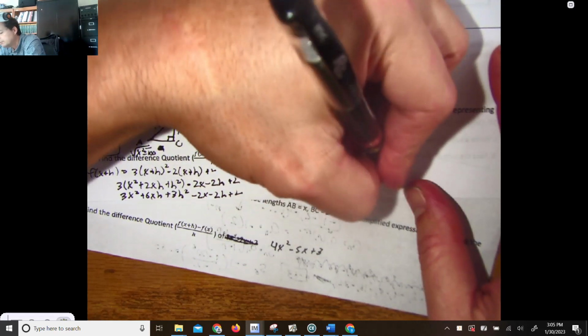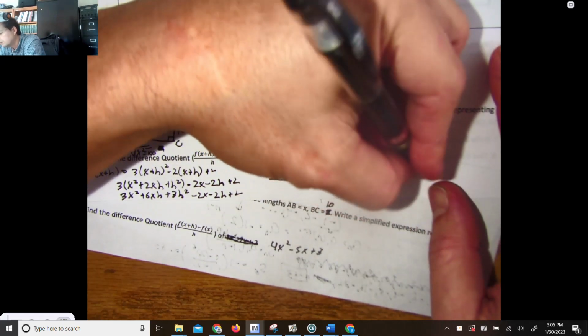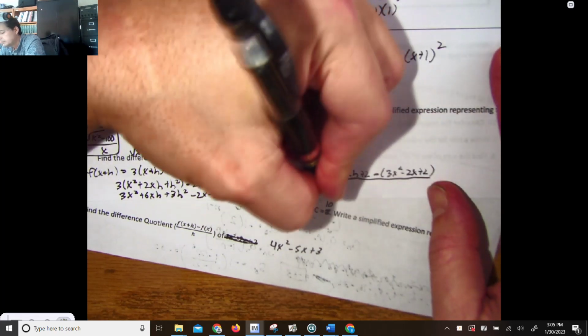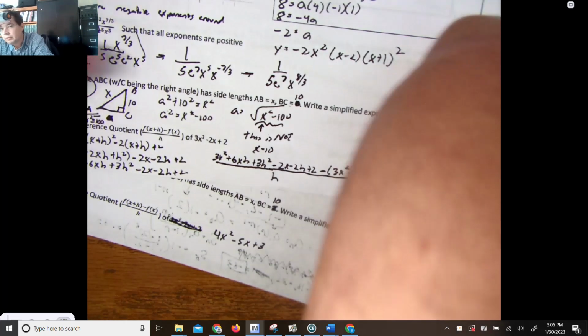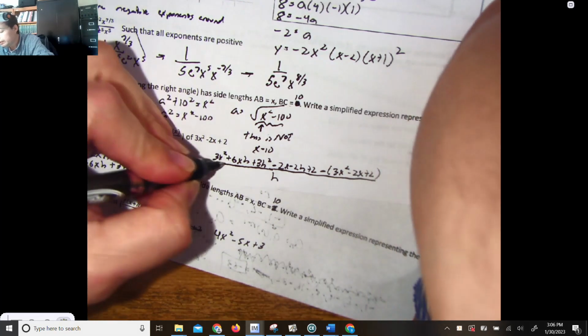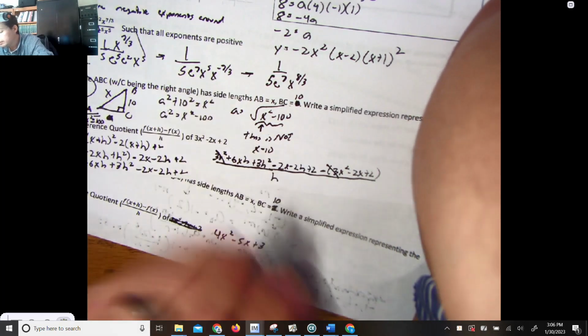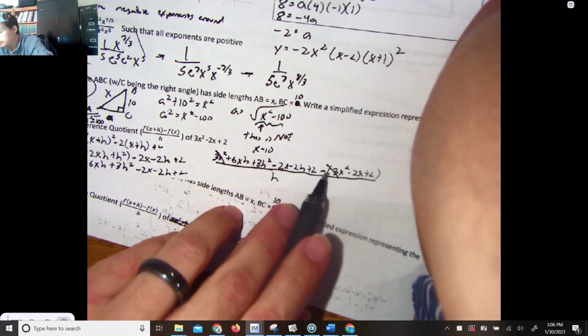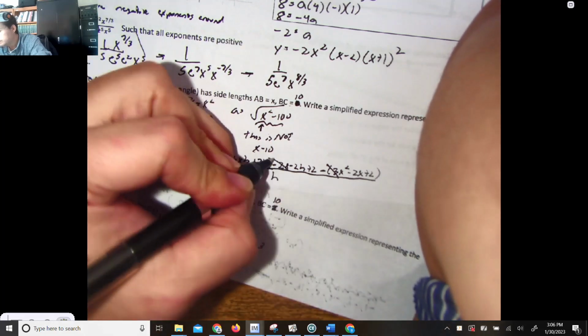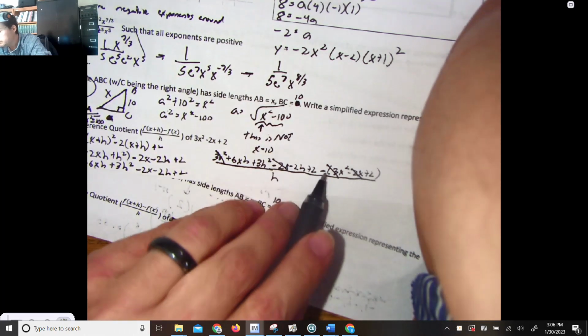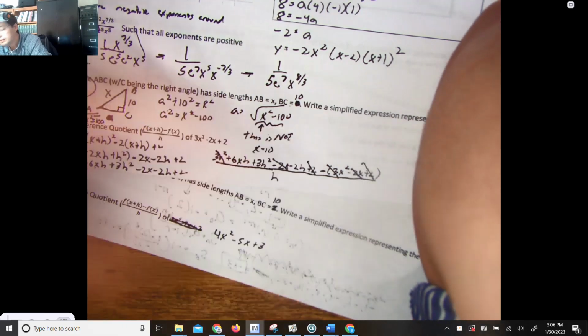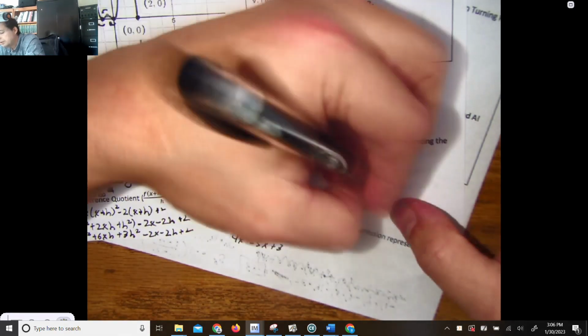We're going to wrap that. It's all over an h. And there's always 6 things that cancel out. You have 3x squared minus 3x squared. You have a negative 2x minus a negative 2x. And you have a positive 2 minus a 2. There's always 6 things that disappear. Always.